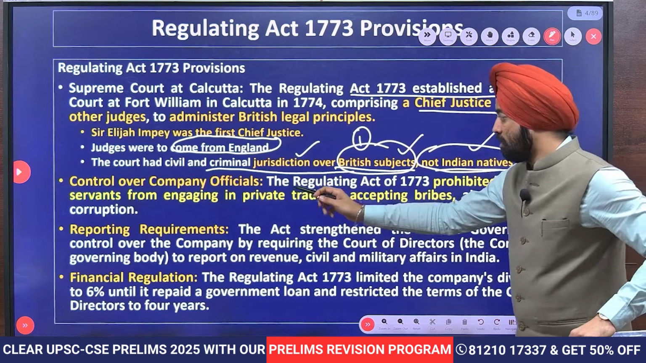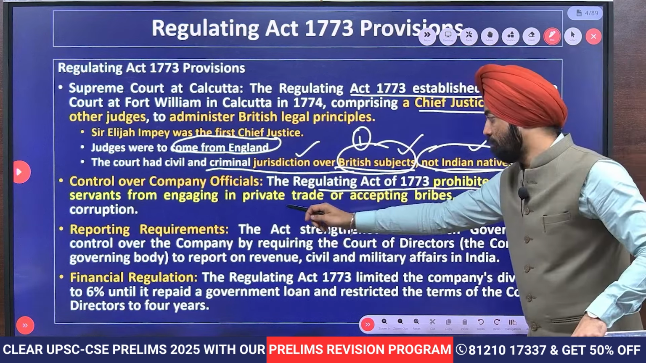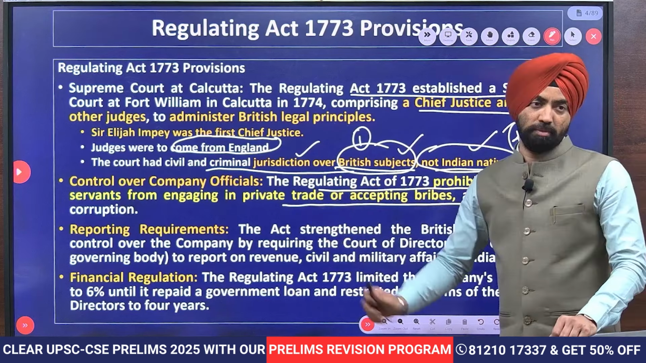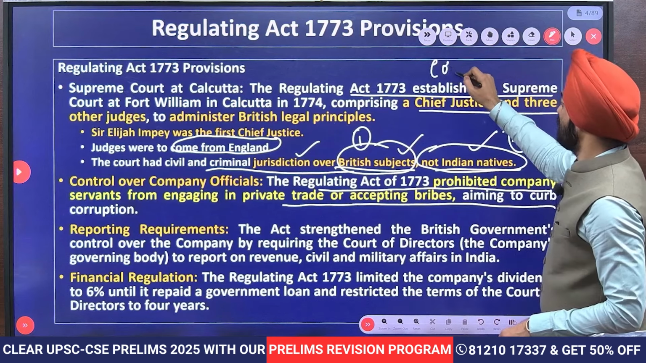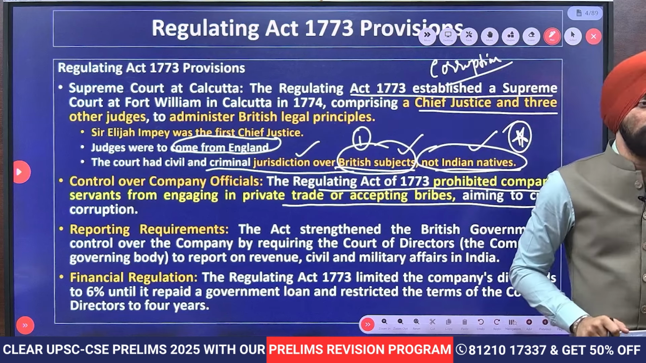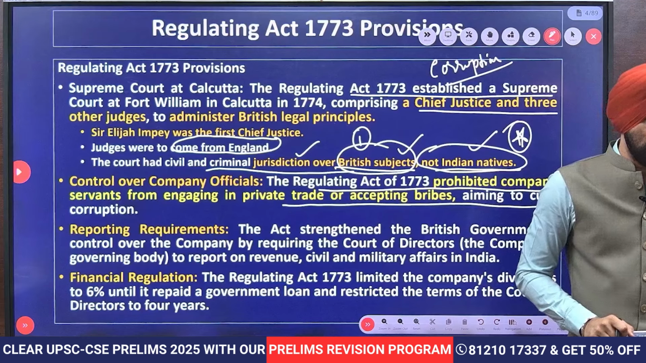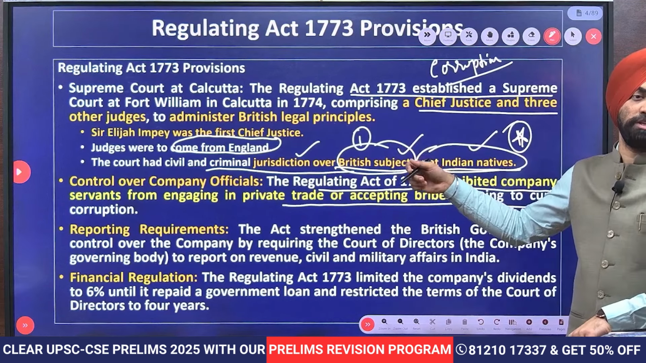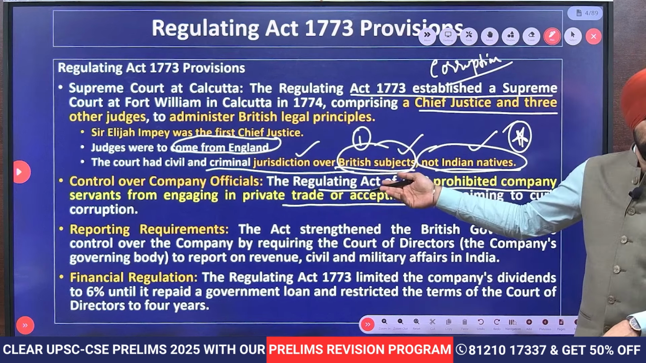Now, the Regulating Act of 1773 prohibited company servants from engaging in private trade or accepting bribes, aiming to curb corruption. So what will he bring? Company matters related to corruption were tightened under the 1773 Act. This would be the statement. He would try to simplify the statement in 4 or 5 words, right? Then, the Act tried to bring administrative corrections in the functioning of the East India Company. So he will use language like that, right?